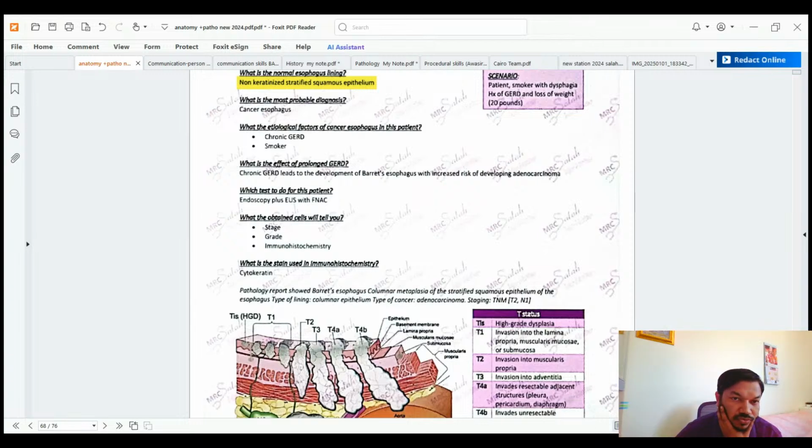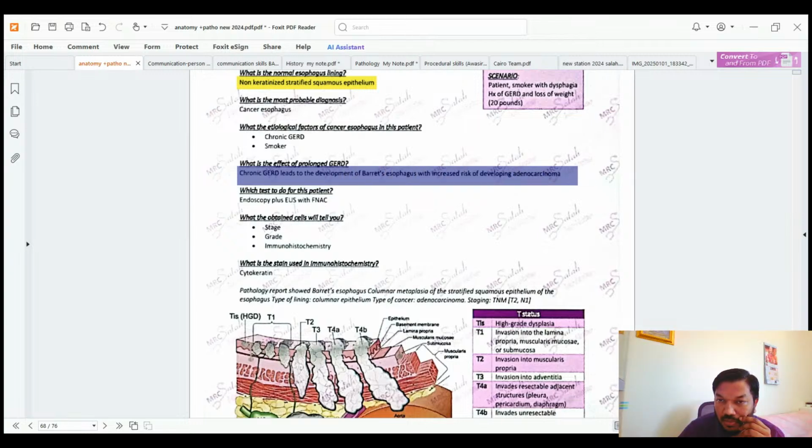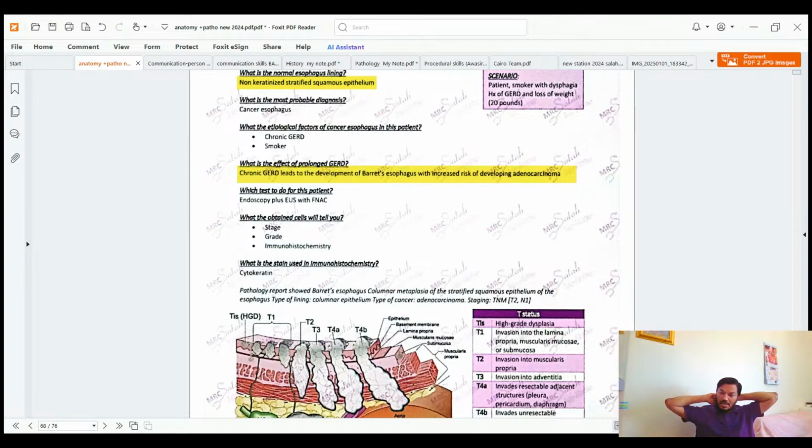What is the effect of prolonged GERD? Chronic GERD leads to development of Barrett esophagus, which increases the risk of developing adenocarcinoma.